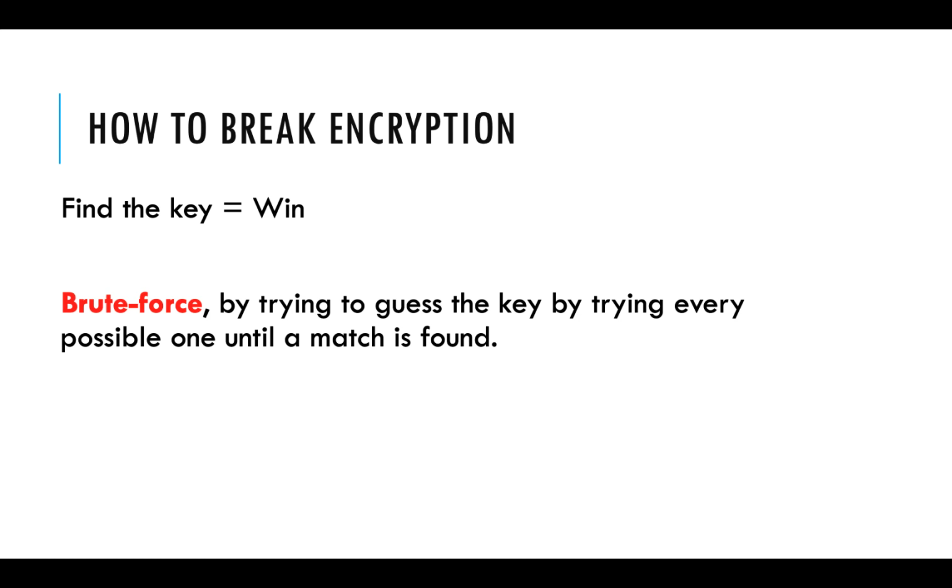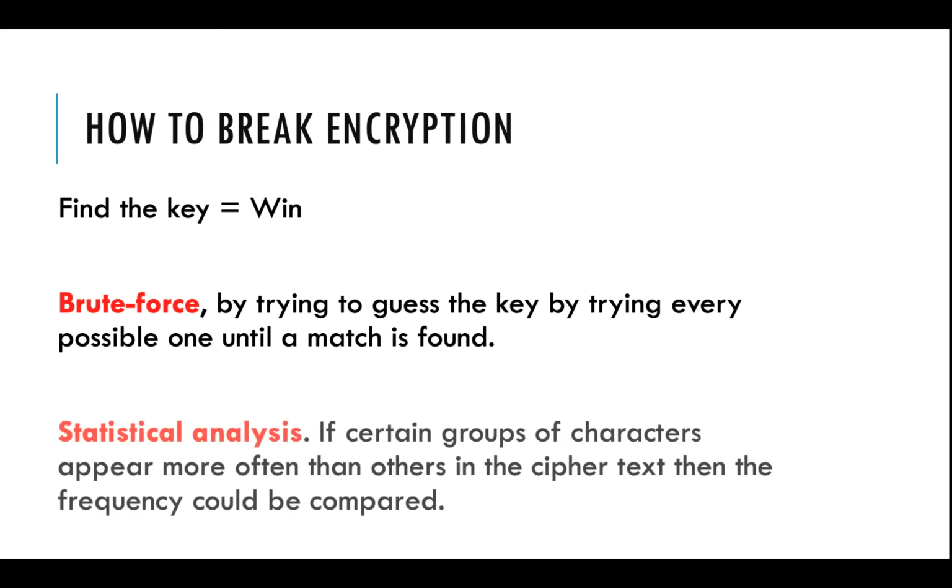Or we can take a smarter approach, something called a statistical analysis. If certain groups of characters appear more often than others in the ciphertext, then the frequency could be compared. The most common letter in the English language is the letter E, and this was something that was used by the Germans to try and decrypt our ciphers, and also the English to try and decrypt the German ciphers in World War II. So those are the two standard methods to try and break encryption.